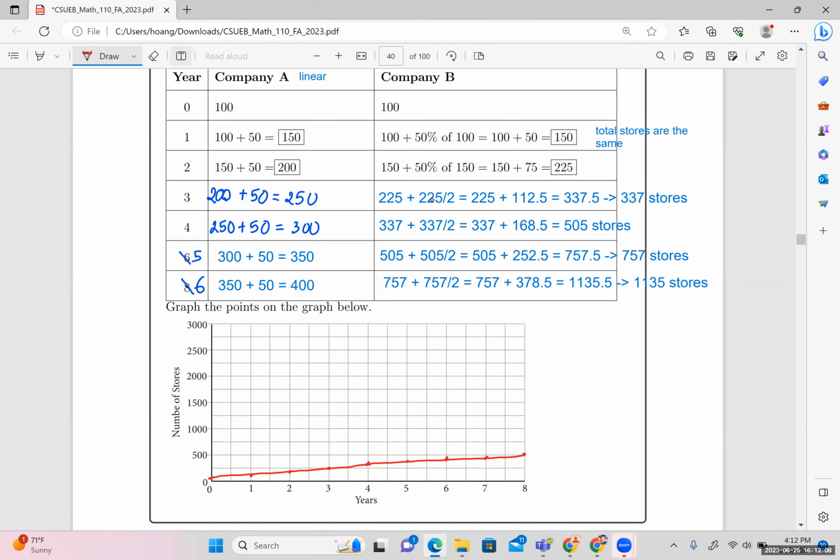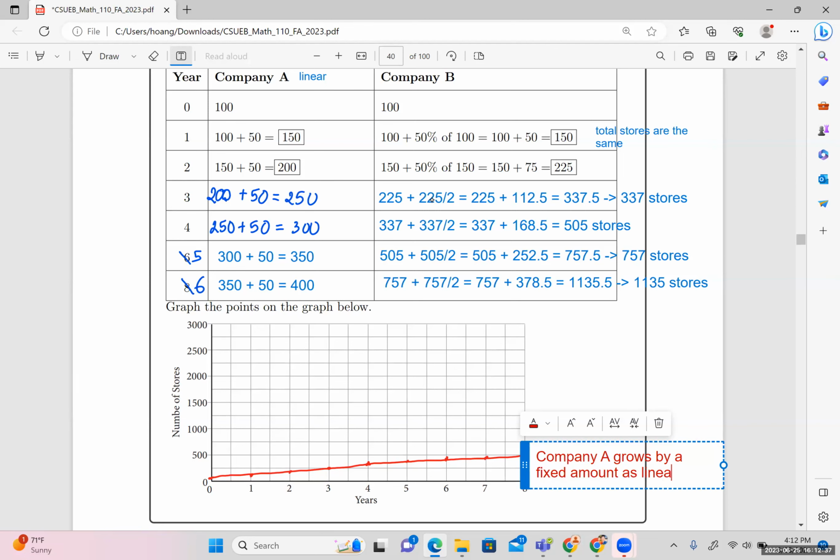It's gonna say company A grows by a fixed amount. Yes, linear. Or we can say linear function. Right.